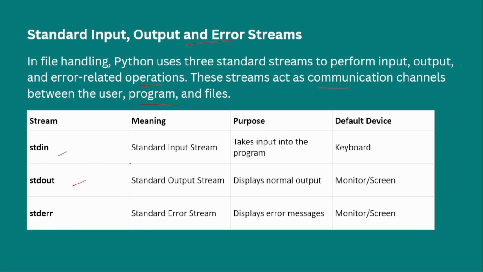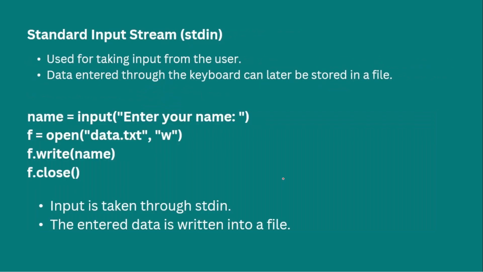And then we have standard output. This is standard output stream. It displays normal output. The default device is monitor or screen. Then we have standard error. This is standard error stream. It displays error messages, and default device is monitor or screen. So these are three streams to perform input, output, and error related operations. Okay, and they act as communication channels between user, program, and files. This is how the user will interact with the program, and how data is written onto the file. So this is how it is done using standard in, standard out, and standard error.